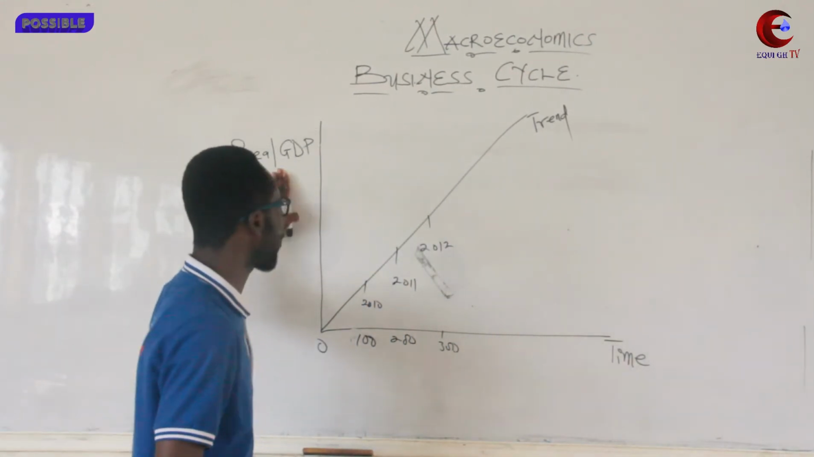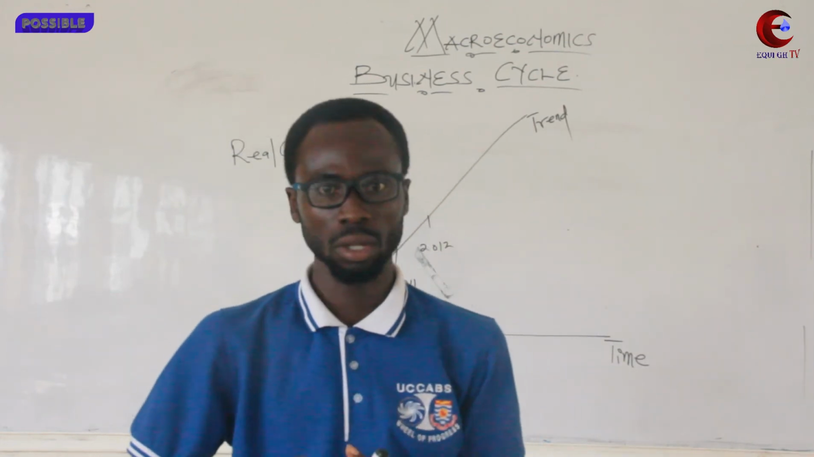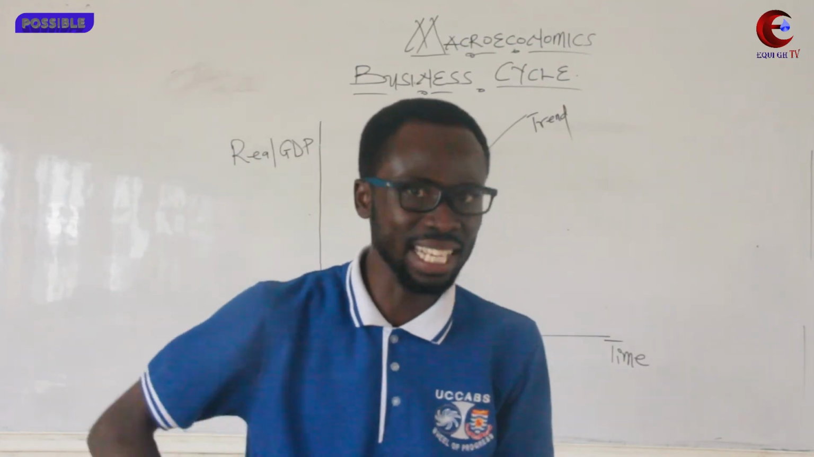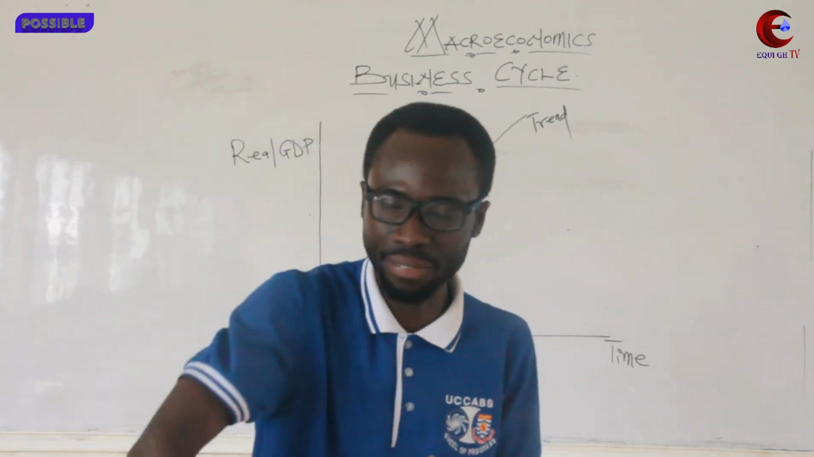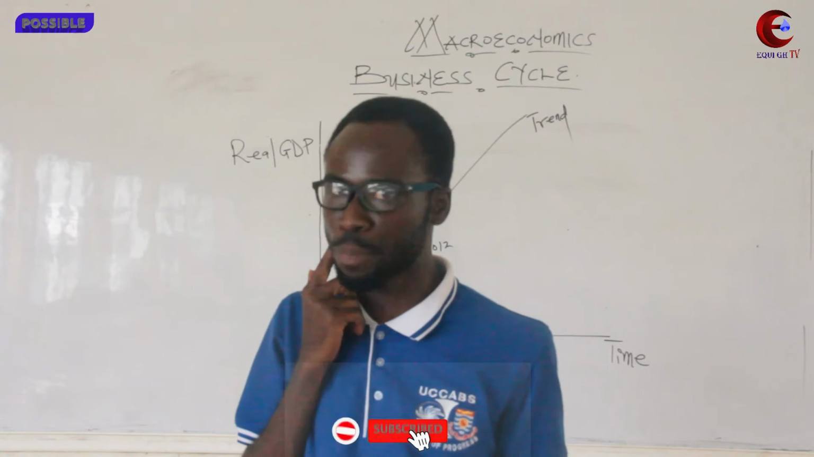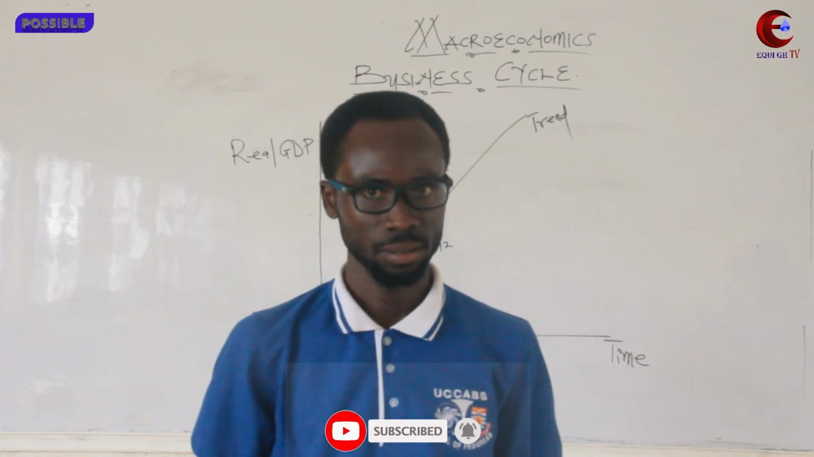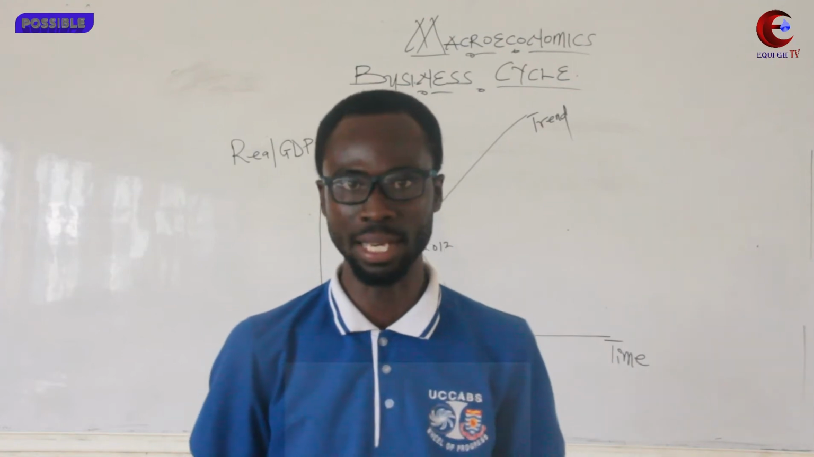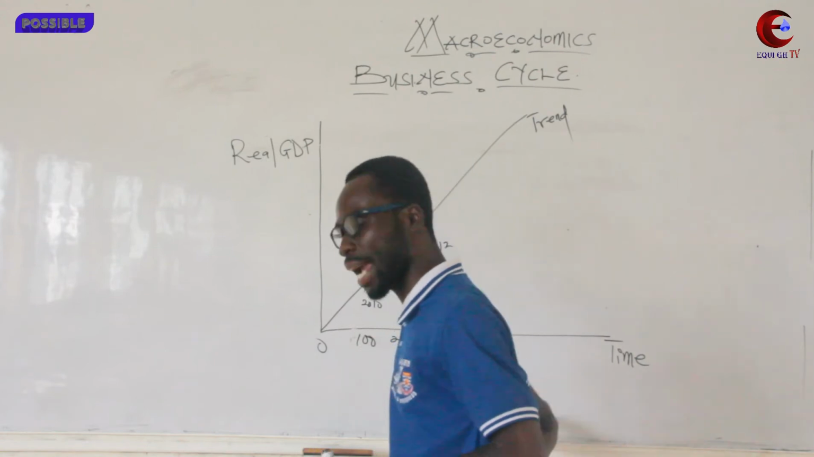And then here is real GDP, because the business cycle focuses on the fluctuation that occurs in real GDP, or the economic activities, not nominal GDP. Real GDP. What did I say? I said real GDP. That's what I mean. So yes, real GDP, and here is time.